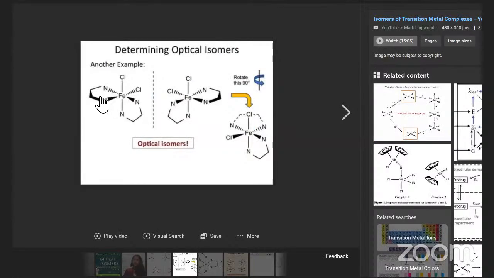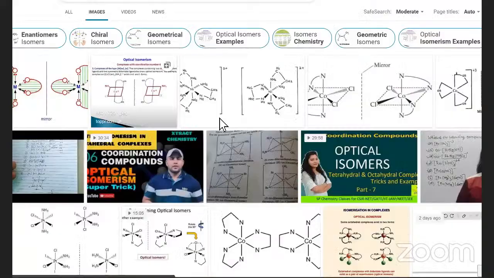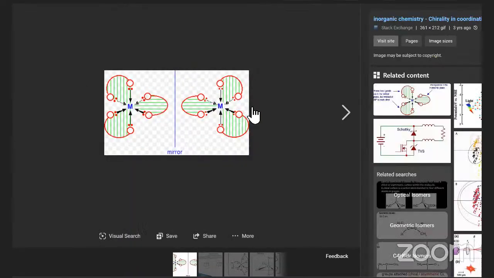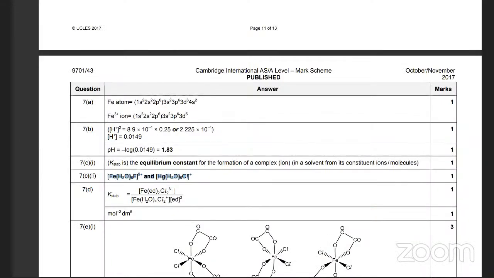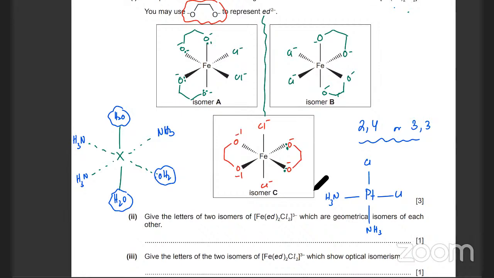That's it. Two bidentate ligands, on two sides you got Cls, so it's going to form mirror images, or all three. Like in this case, all three are bidentate ligands. Even then it's going to form mirror images. So just keep things simple, because optical isomerism in complexes is pretty complicated, but they're not going to ask you very complicated stuff. So we're going to keep things fairly simple.